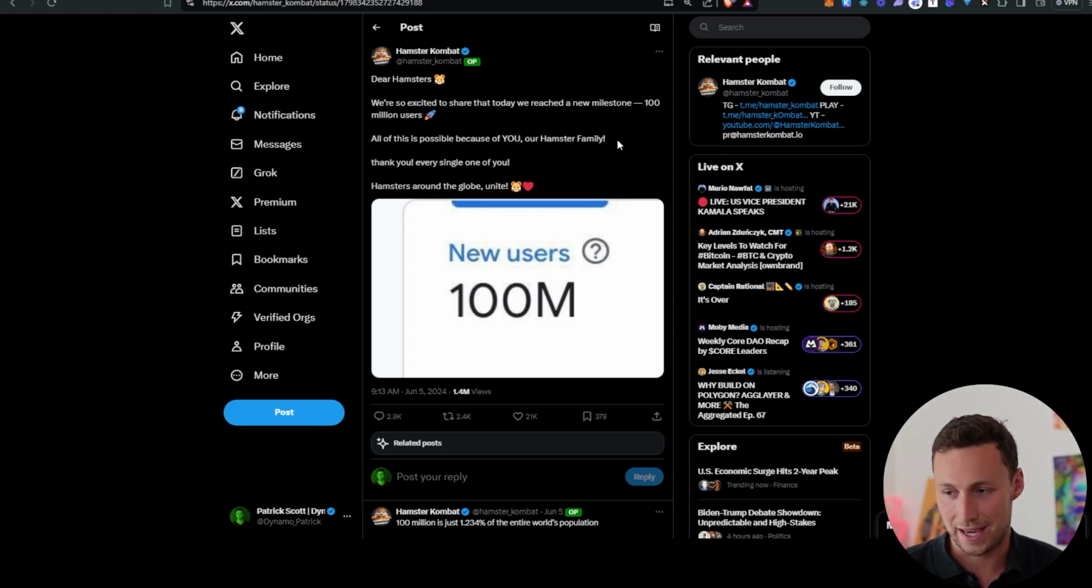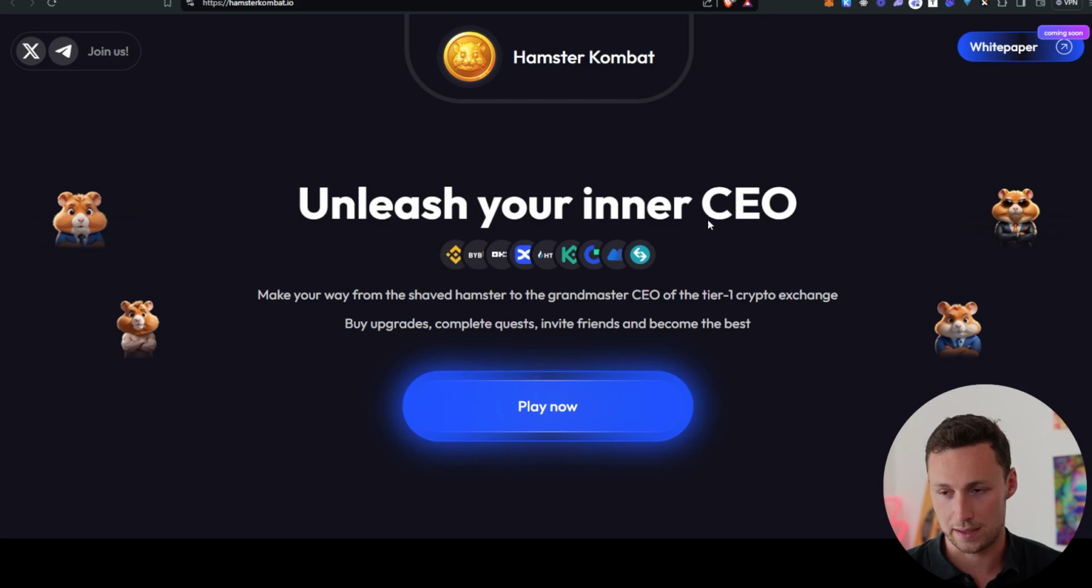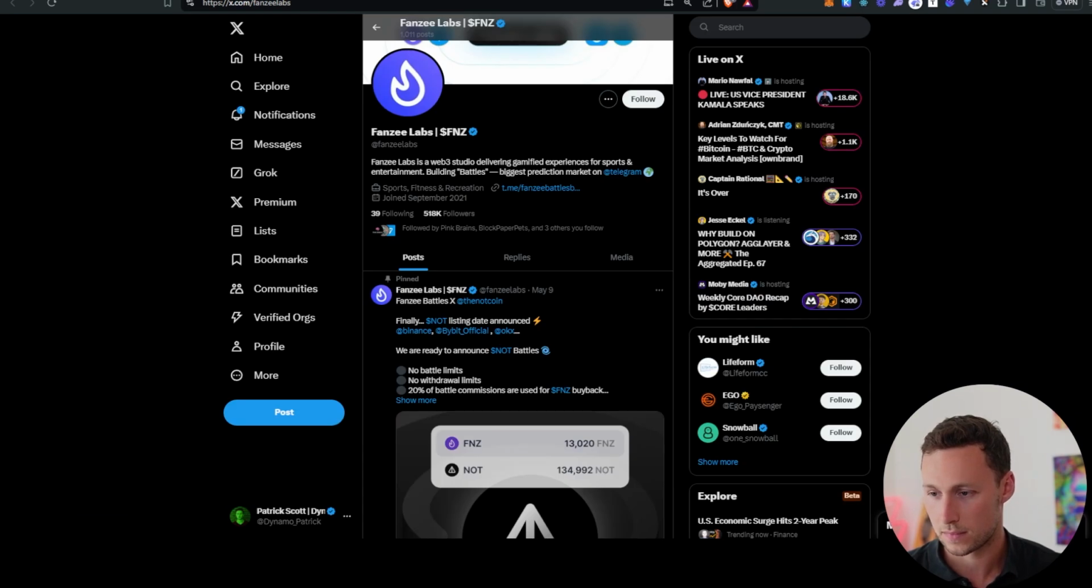And like I said, the game is addicting. It kind of reminds me of Cookie Clicker from back in the day, and it's a good example of the sort of thing that can be built when you have a Telegram native app that also can integrate blockchain.